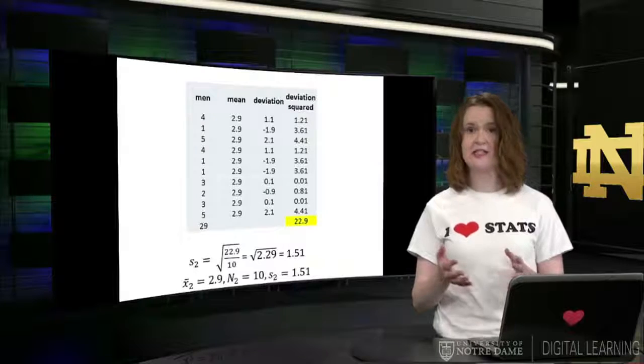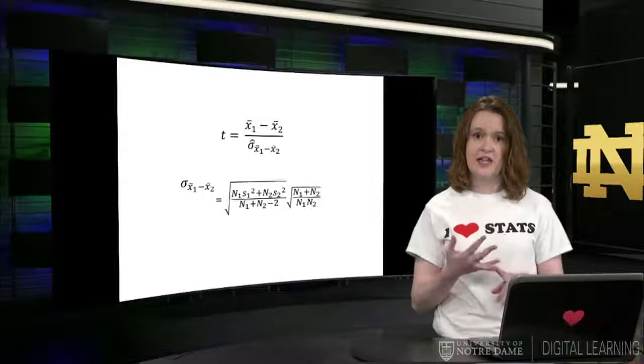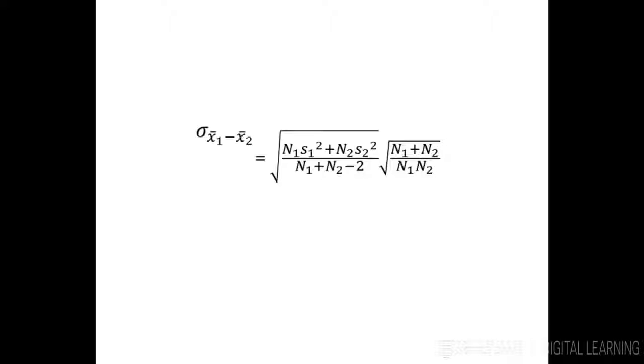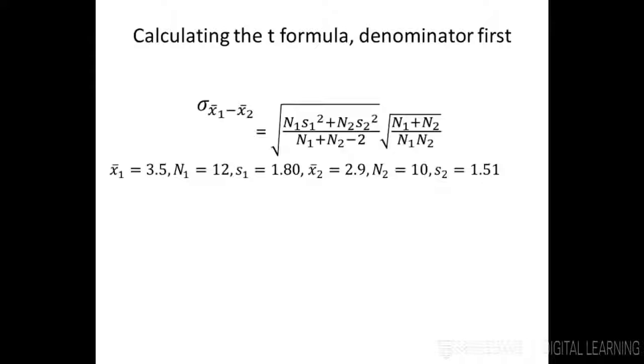Remember, to calculate the t formula, we needed the two means, the n's of both groups, and the standard deviations. We have all of that now, right? So we're going to go ahead. And remember, to calculate the t formula, we have to start with a sigma, and once we have that sigma number figured out, we'll plug it into the t formula. So what do we need for the sigma formula? We need the n's for both groups and the standard deviations for both groups, and that's what we just figured out. So let's plug all the numbers in and see how it works out.